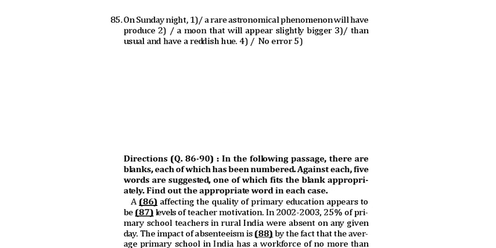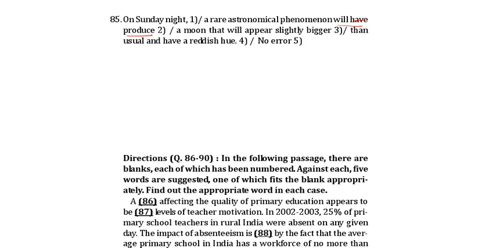On Sunday night, a rare astronomical phenomena will have produced. So here only the error is there. On Sunday night, a rare astronomical phenomena will have produced is not correct. Will occur. Will produce is correct. Will produce. Don't use have. Have we should use for just complete direction.